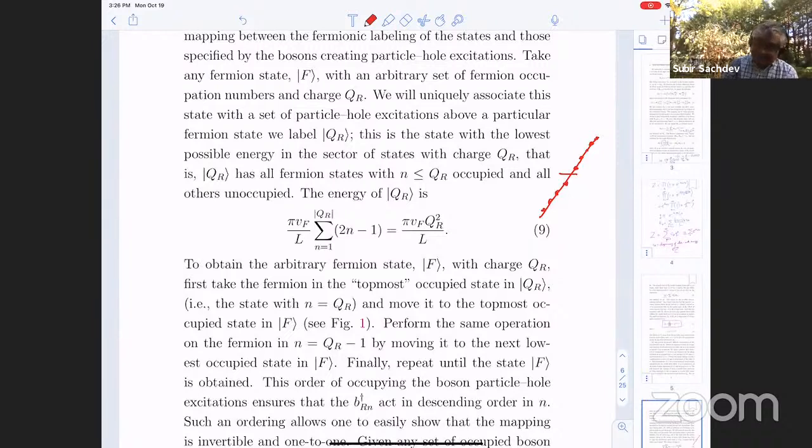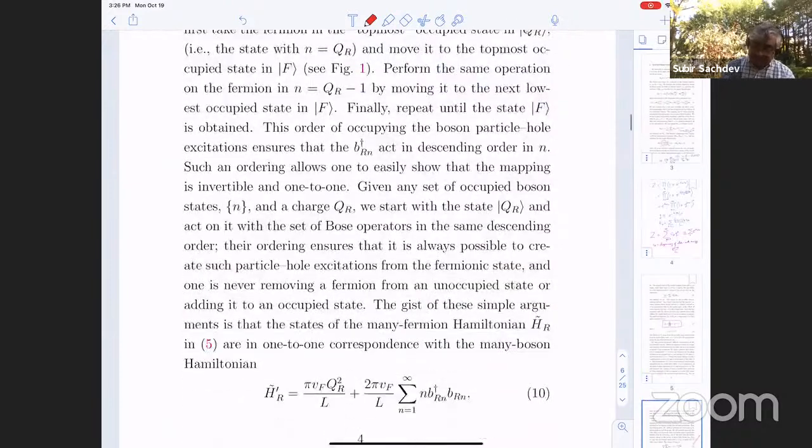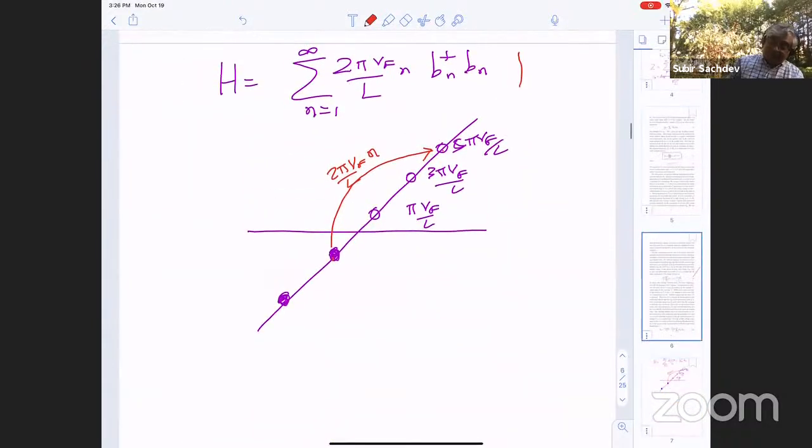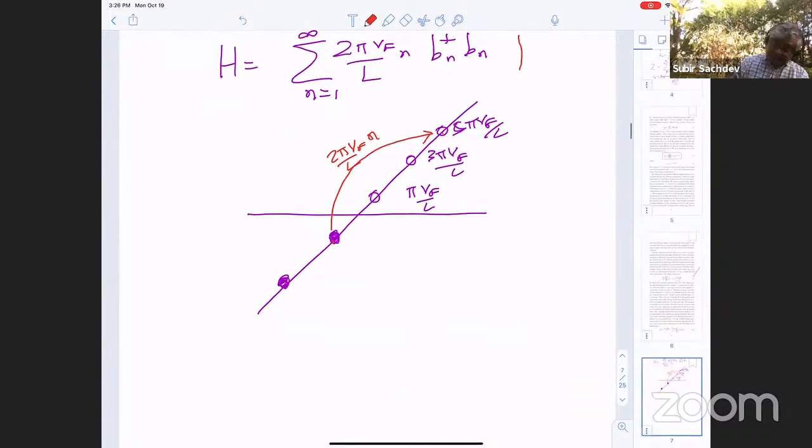So therefore, the boson system has to be supplemented by another degree of freedom, just a bunch of integers Q_R, where the energy of a state with Q_R has an additive constant of pi v_F Q_R squared over L. Okay? So now let's compute the partition function of the Bose system. So what is the partition function of a Bose system? Well, it has two contributions, so Z bosons.